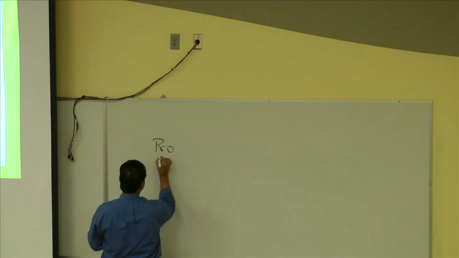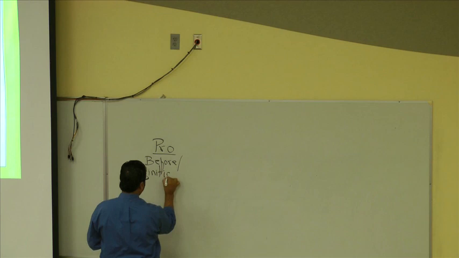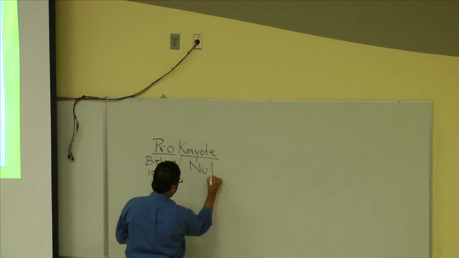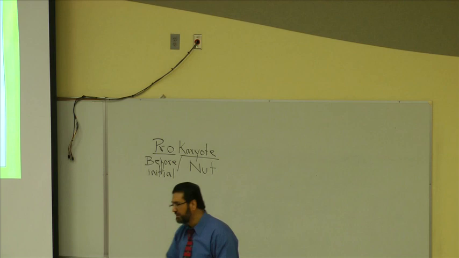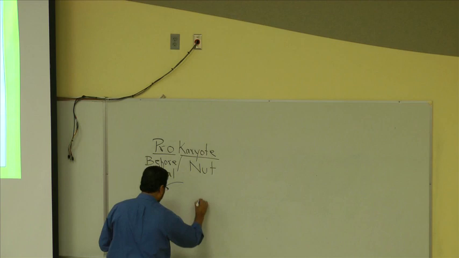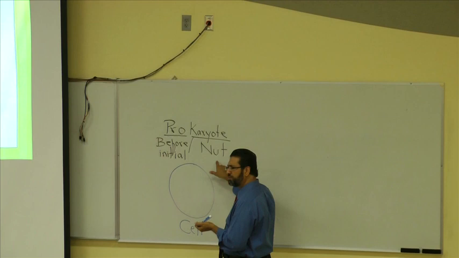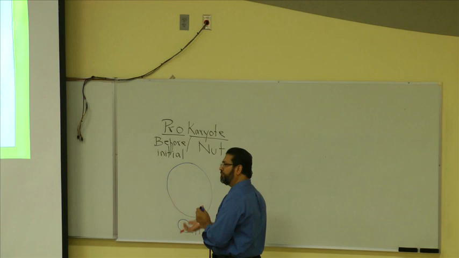Pro means before, and karyote means nut. Before there was a nut inside the cell, what is the nut of the cell? Nucleus. Before there was a nucleus, what was there?